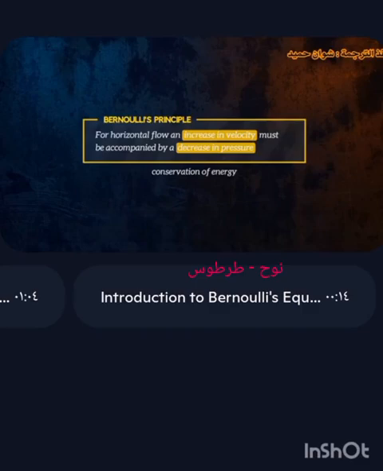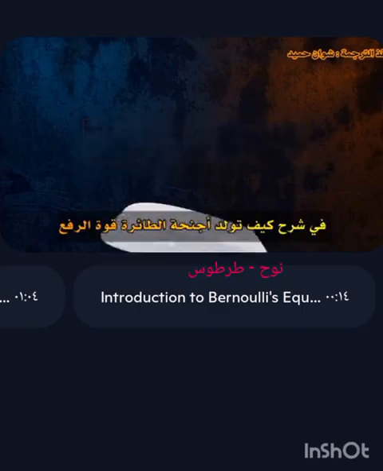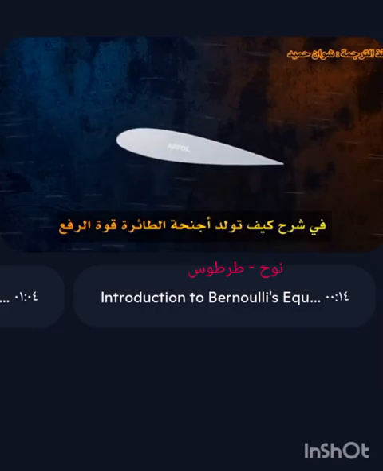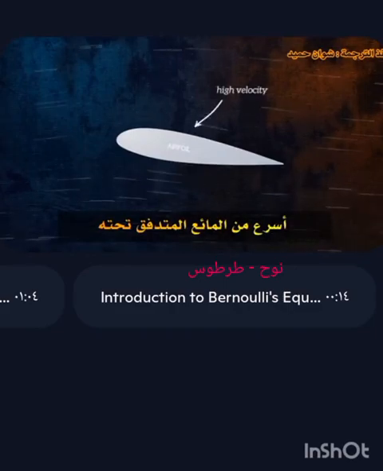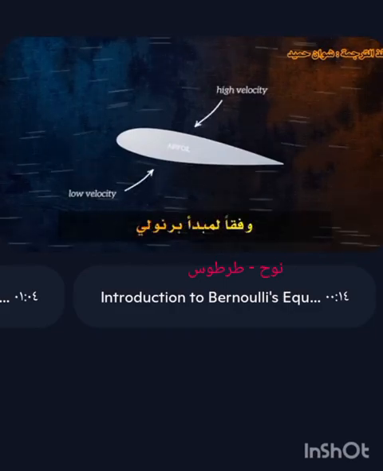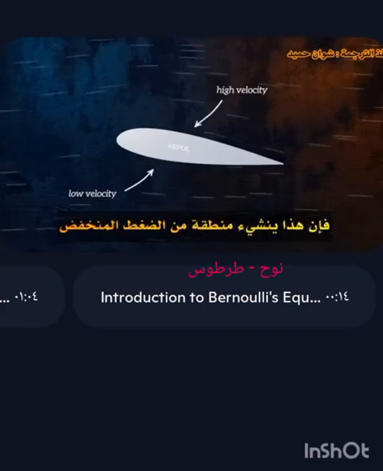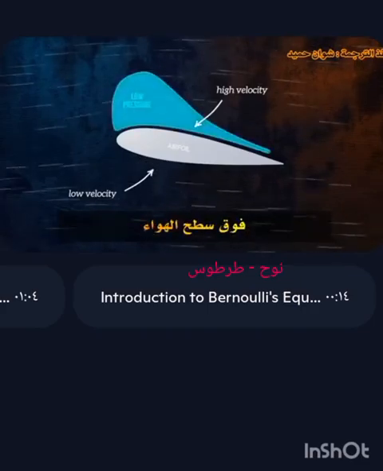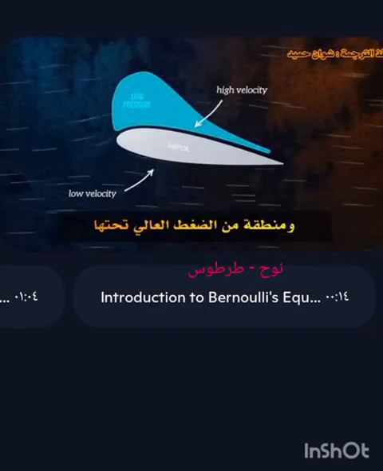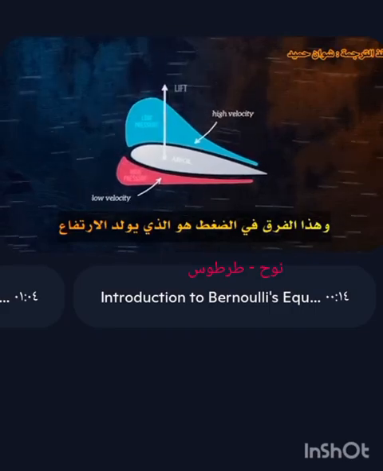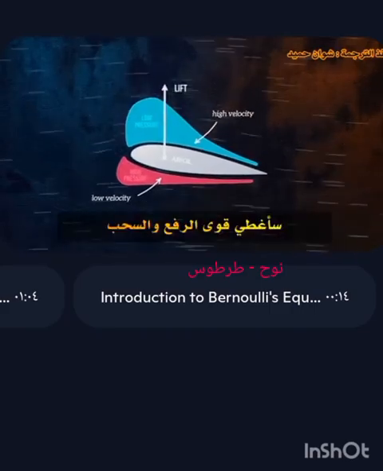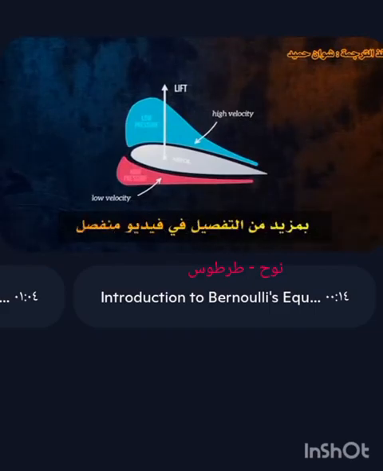Bernoulli's principle shows up in a lot of different places. We can use it to help explain how plane wings generate lift. Fluid flowing over an airfoil travels faster than fluid flowing below it. According to Bernoulli's principle, this creates an area of low pressure above the airfoil and an area of high pressure below it. And it's this pressure difference that generates lift. I'll cover lift and drag forces in more detail in a separate video.